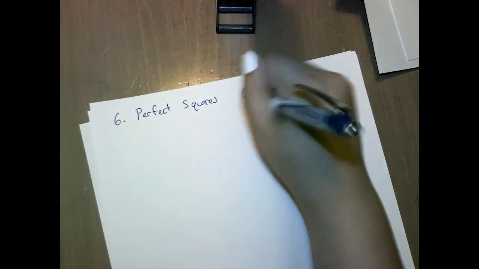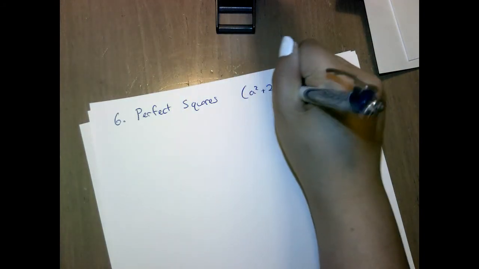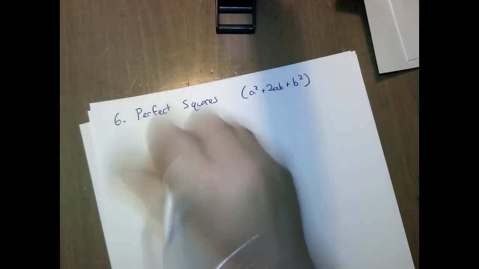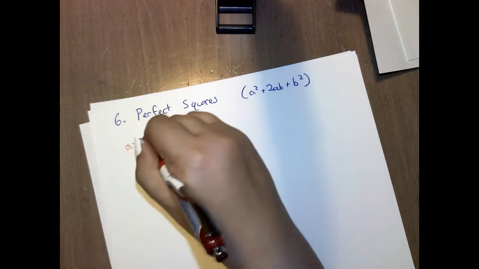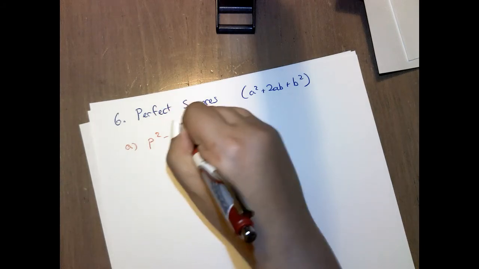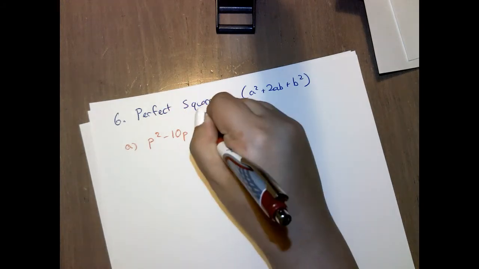All right. So, perfect squares. A squared plus 2ab plus b squared. So let's look at the example of p squared minus 10p plus 25.